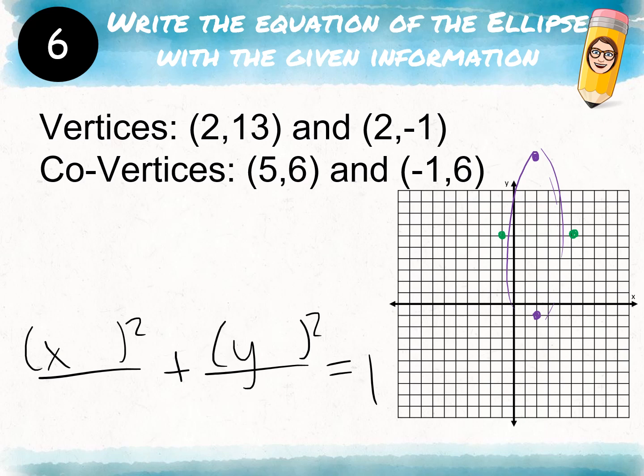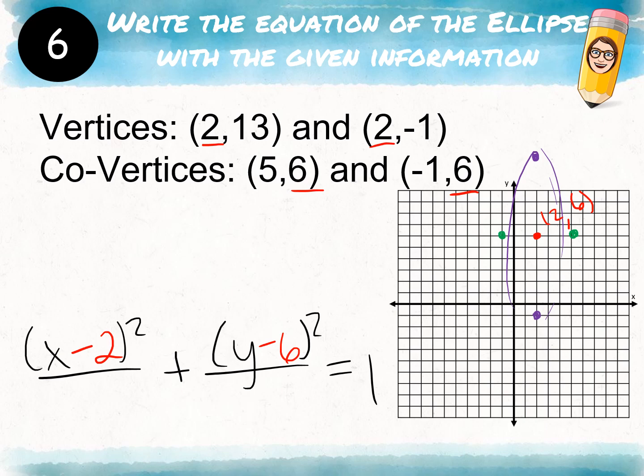Let's start off by finding our center point. Our center point exists at an x value of 2 and a y value of 6. Hey, take a look. 2, 2, 6, 6. See the pattern there? All right, so we're going to write -2. We're going to write -6.